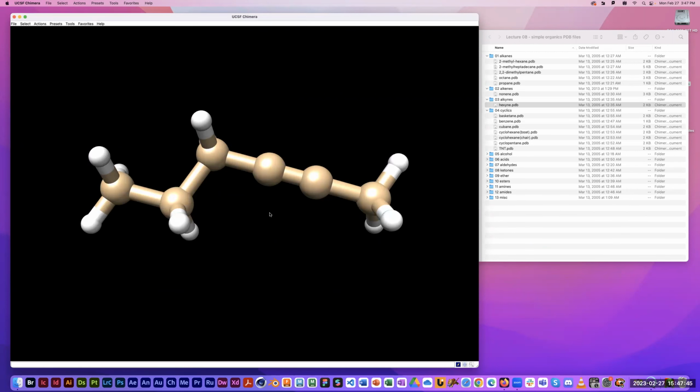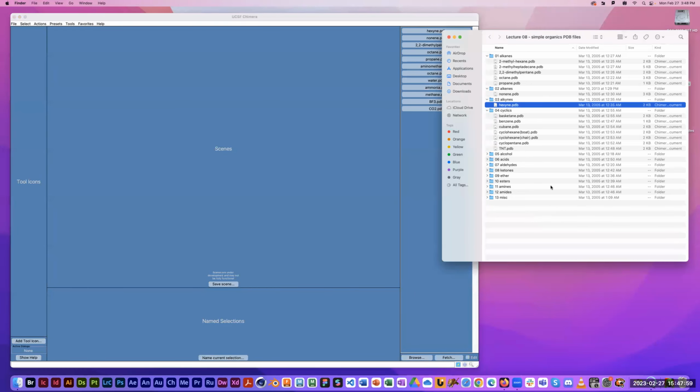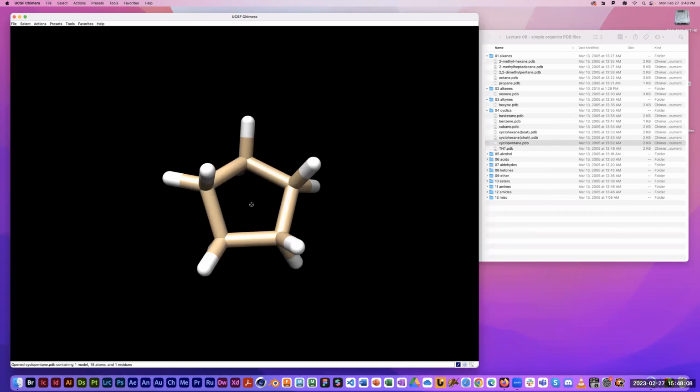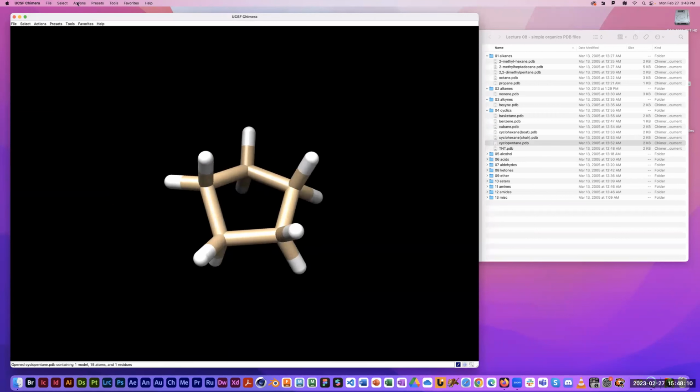So this is called hexyne. It's a 6 carbon chain with a triple bond in it. So it's an example of an alkyne. Let's see. Got some cyclics here. Here is cyclopentane.